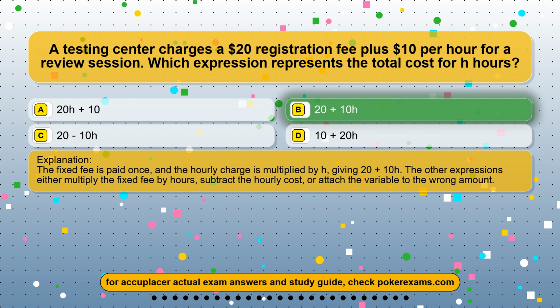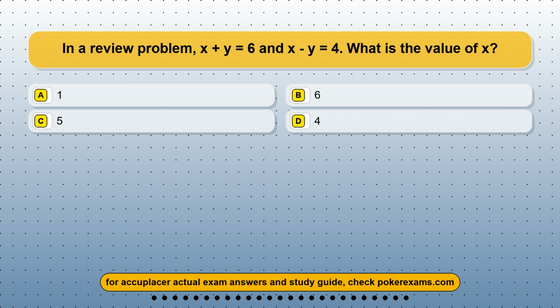Question 3. In a review problem, x plus y equals 6 and x minus y equals 4. What is the value of x? Option A, 1. Option B, 6. Option C, 5. Option D, 4.